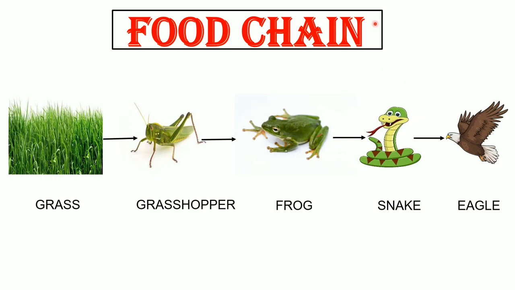The grasshopper eats the grass. Then the frog will eat the grasshopper as its food. Then the snake will eat the frog. And finally, the eagle will eat the snake. This entire process in nature is known as the food chain.